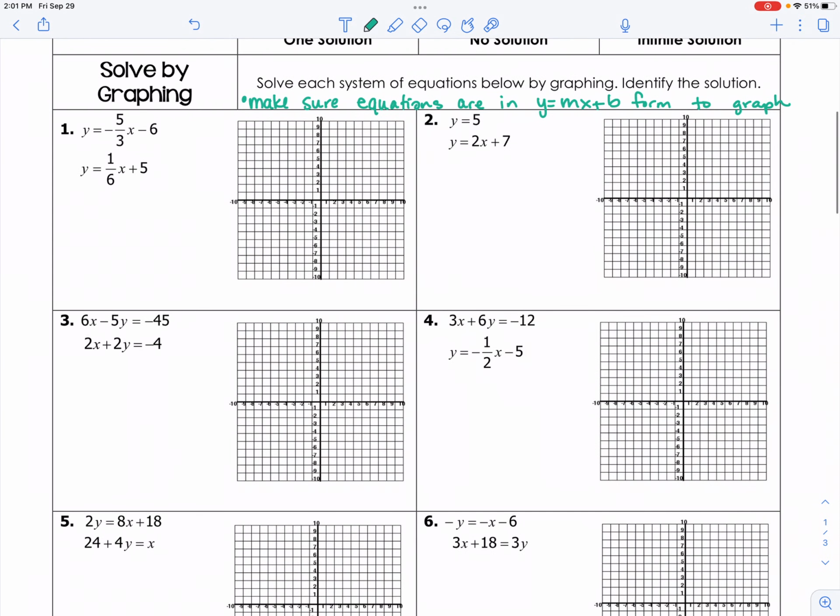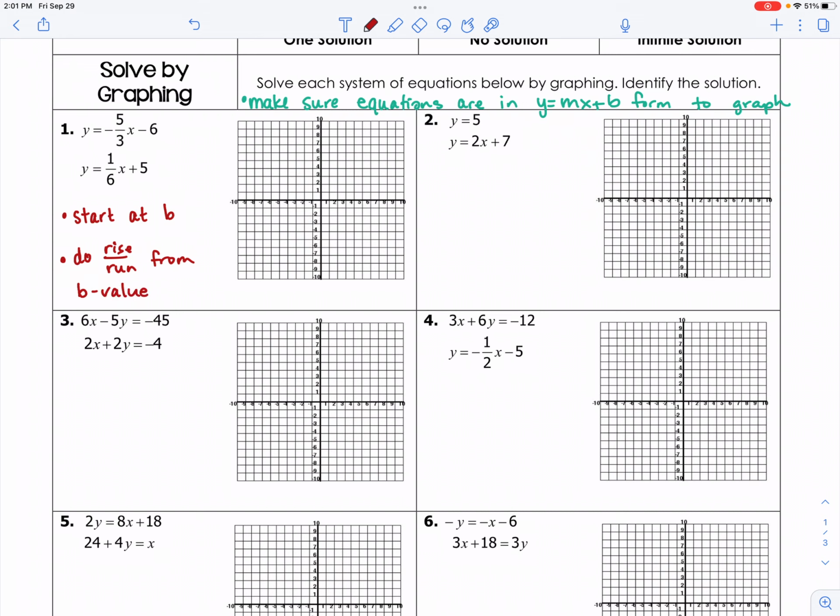Problem number 1 here is going to be a nice and easy one. They're already both solved for y. So remember, when we are graphing, we always want to start with a y-intercept. So we always start at our b, and then we do the slope from that point. We do the rise over the run from that y-intercept.